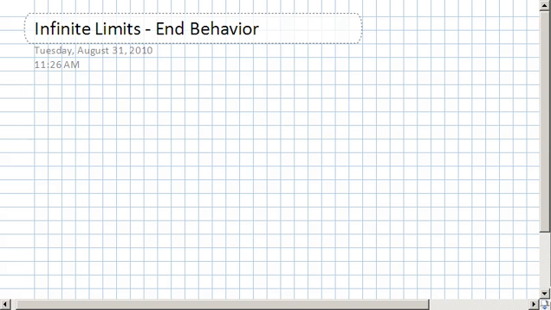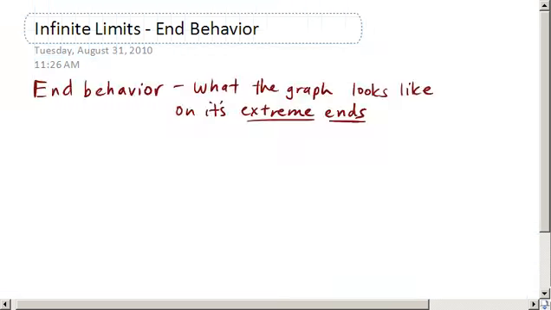Alright, first video for today is on end behavior. The end behavior of a function is what the graph looks like on its extreme ends. So in other words, for very, very large or very, very small values of x.